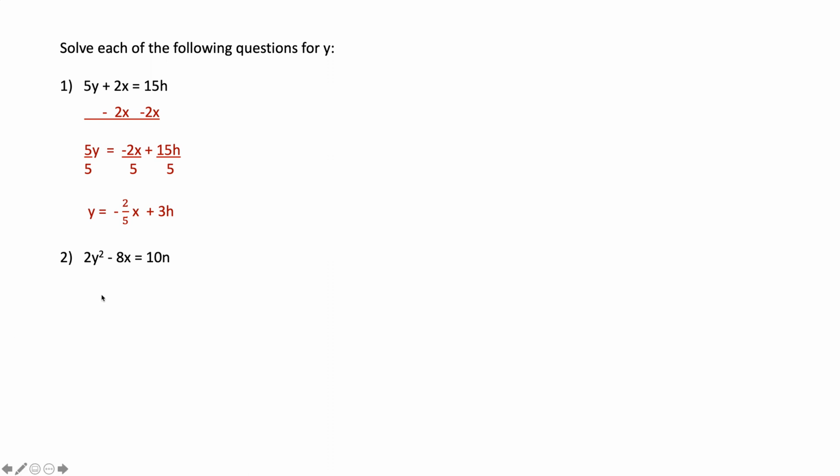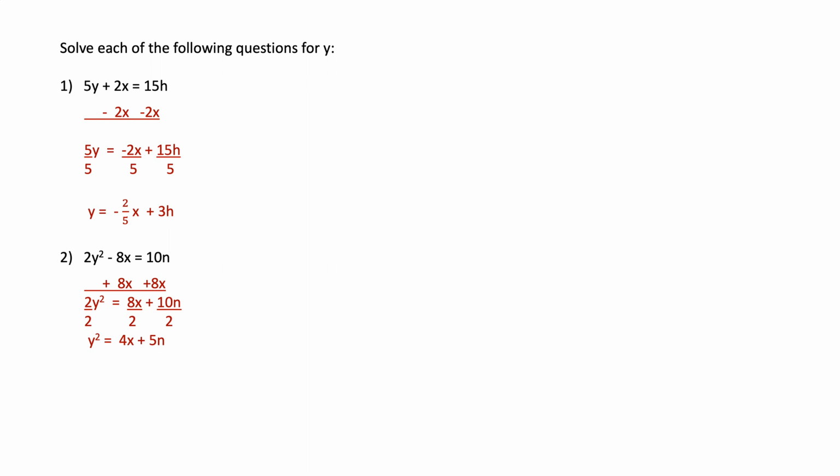Next one, got to get y by itself. And this is even going to be a little stranger. I'm going to add 8x to both sides. And I get 2y squared equals 8x plus 10n. Still got to get y by itself. So I'm going to divide by 2. And I get, oh man, this is strange. I get y squared equals 4x plus 5n. I'm not used to that. I'm used to it saying y equals.